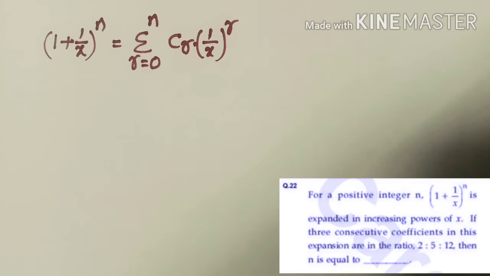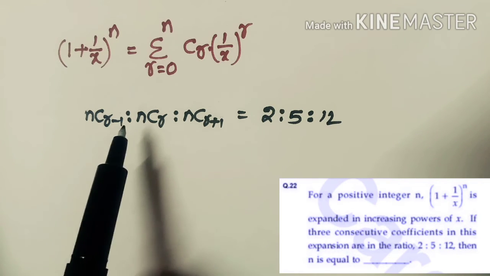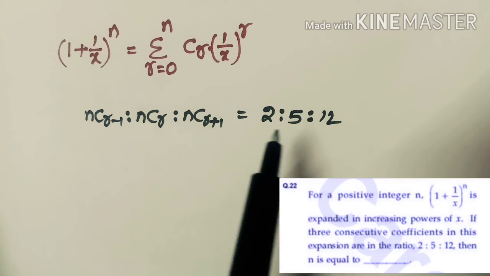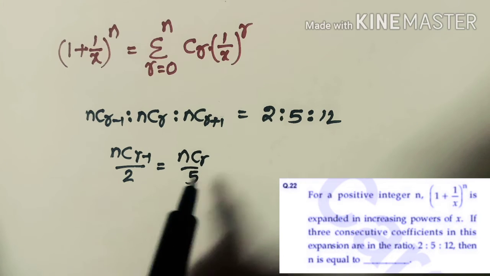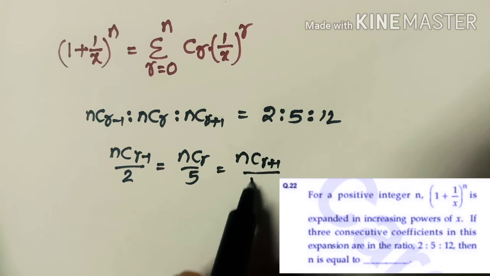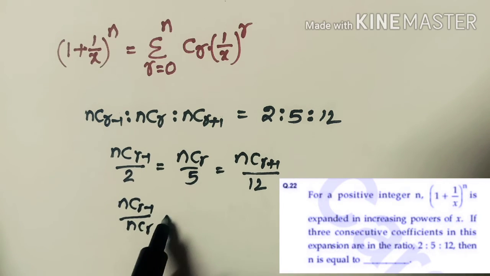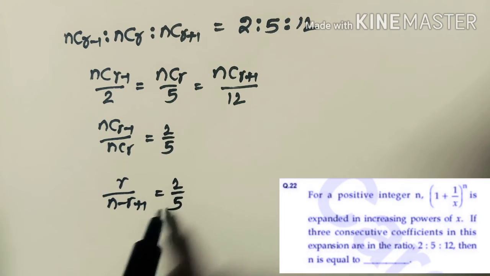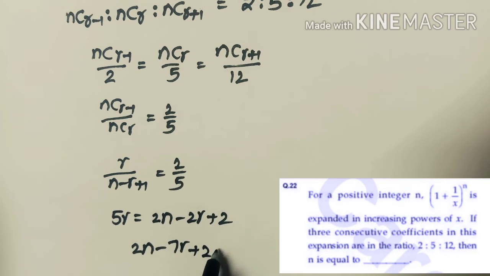So given that 3 consecutive terms are in the ratio 2:5:12. The 3 consecutive coefficients are taken as nC(r minus 1), nCr, nC(r plus 1). So nC(r minus 1) is to nCr is to nC(r plus 1) equals 2:5:12. That is nC(r minus 1) by 2 equals nCr by 5 equals nC(r plus 1) by 12. From the first two terms we get nC(r minus 1) by nCr equals 2 by 5. The formula gives r by (n minus r plus 1) equals 2 by 5. Taking the cross product we get 5r equals 2n minus 2r plus 2, that is 2n minus 7r plus 2 equals 0.